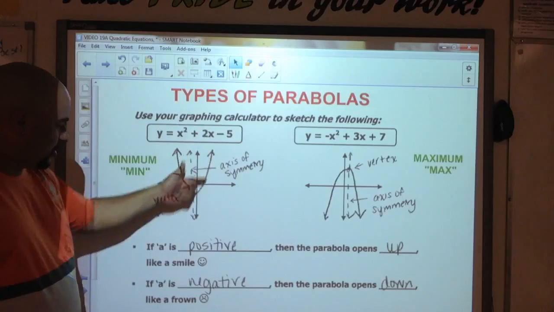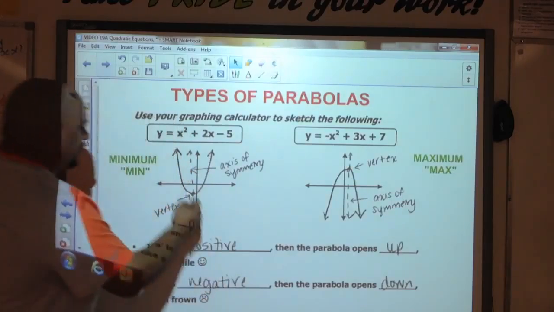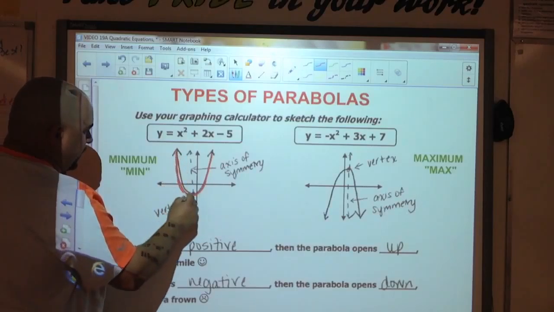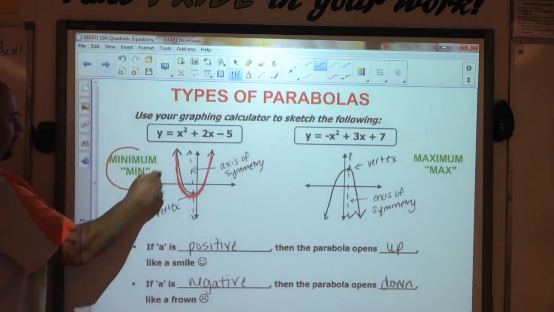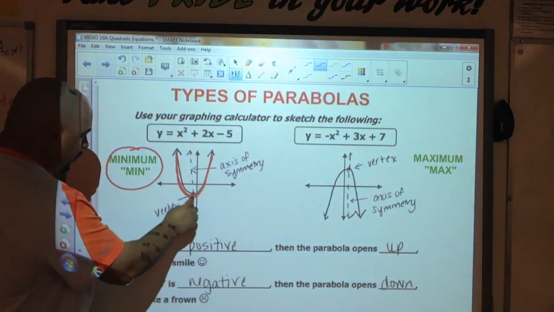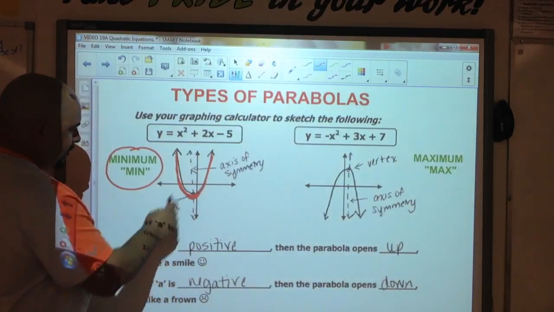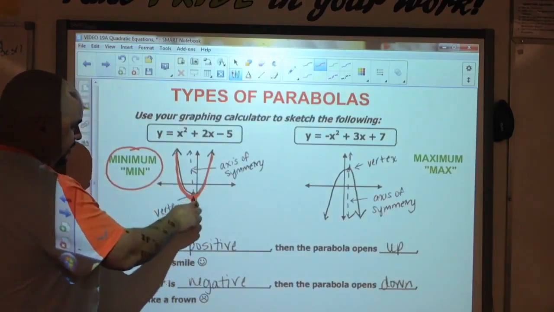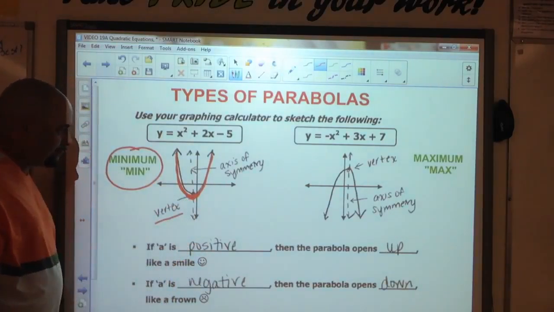So if you notice the curve here, and I'll do it with a red pen, it's going up. Okay? This parabola is called a minimum, or it has a min. That means the lowest point, the lowest area, is a minimum area. This area is also called your vertex.